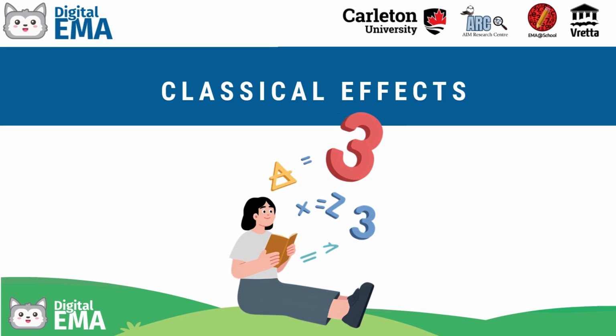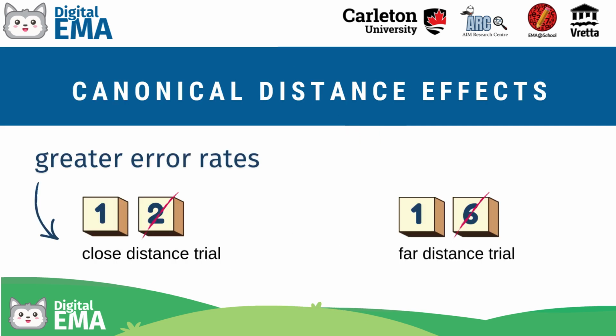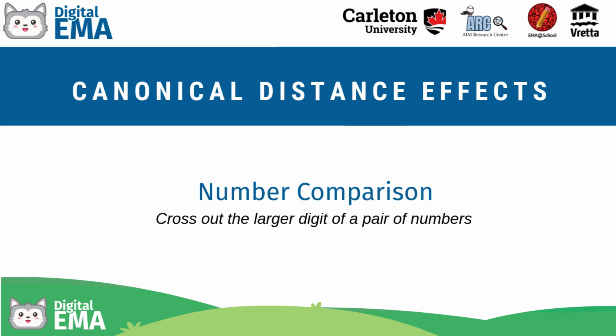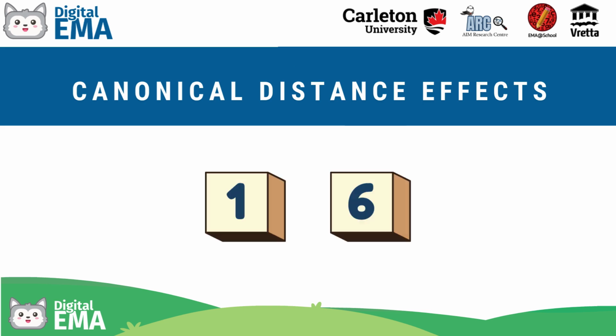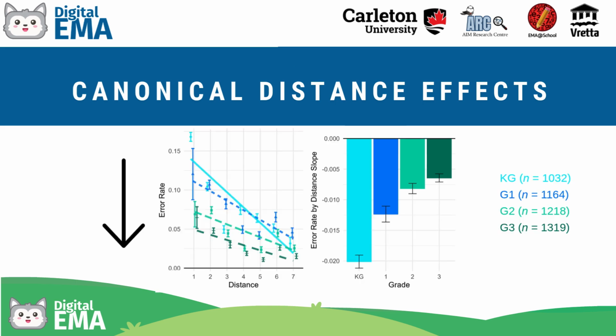Now let's look at classical effects. There are greater error rates on close distance trials, for example, 1 versus 2, compared to far distance trials, for example, 1 versus 6. We used a number comparison task to investigate canonical distance effects. Students are presented with 2 numbers and asked to click on the larger number. Looking at the figure, we can see that error rates go down as the distance between the numbers increases. Additionally, students improve in older grades.